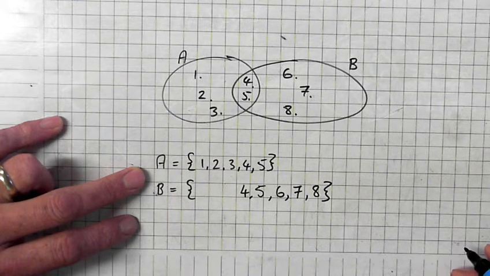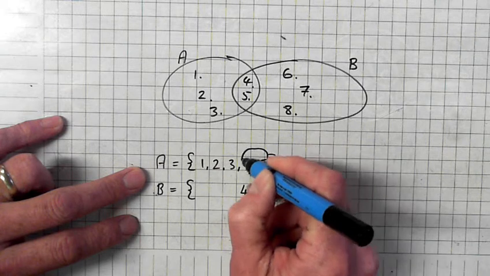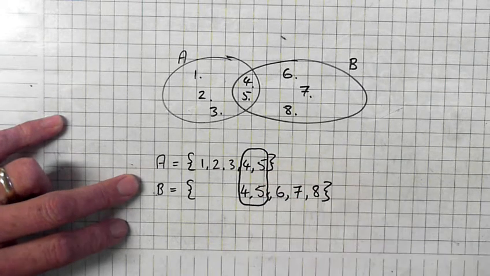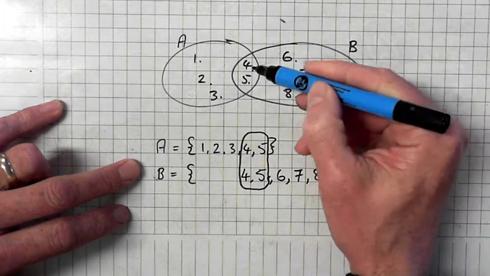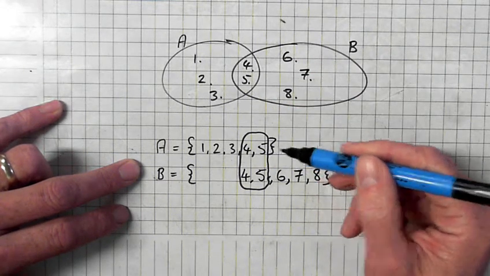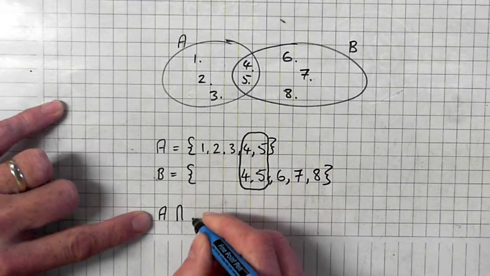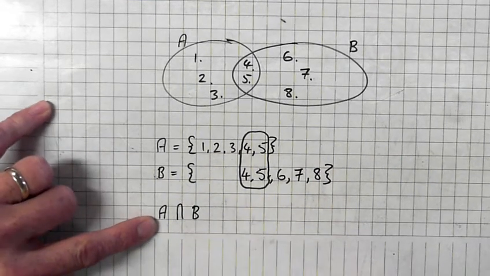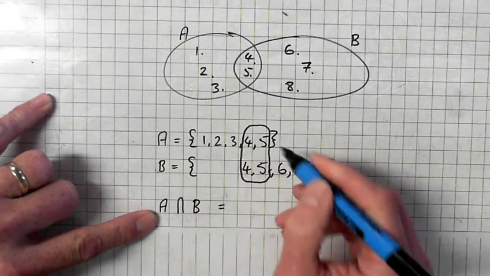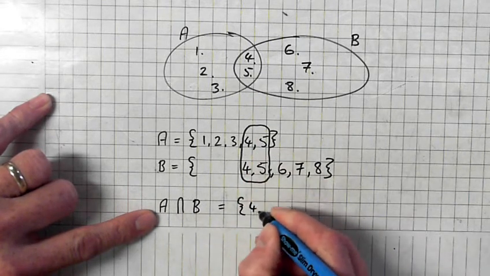What they have in common. So what does A and B have in common? That's why I wrote it like that. What does set A have in common with set B? And the answer is 4 and 5, isn't it?